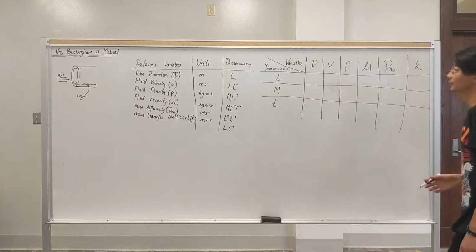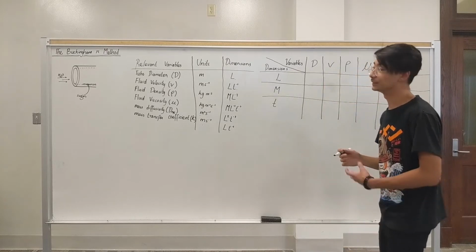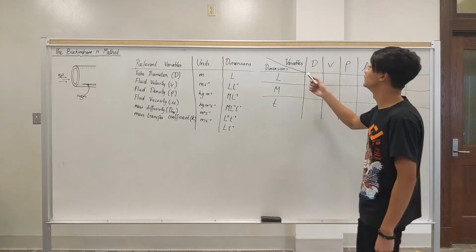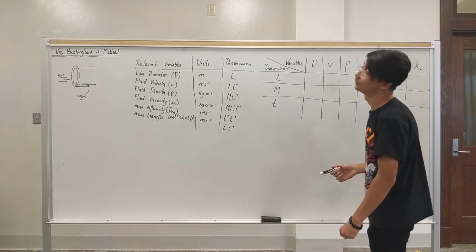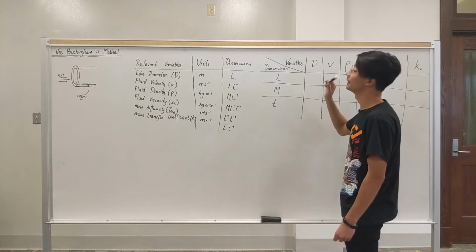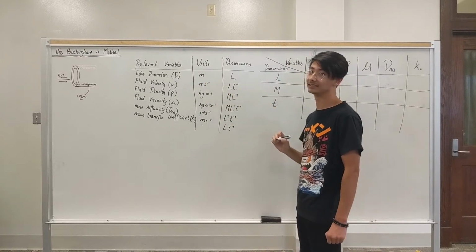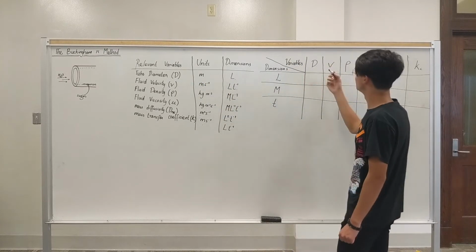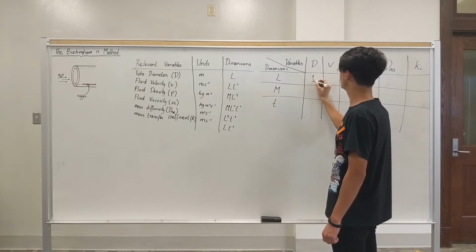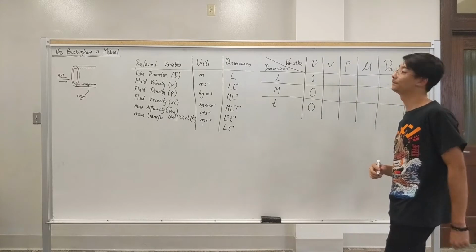All right, so what score we're going to assign each of these variables is going to depend on the dimensions that it has. So what I mean by that is, for example, let's take a look at diameter. So the tube diameter only has length in its dimension. So diameter gets a score of 1 for length, 0 for mass, and 0 for time.